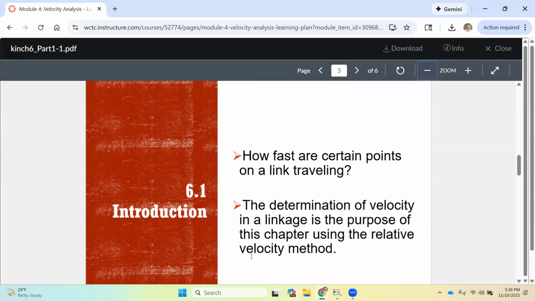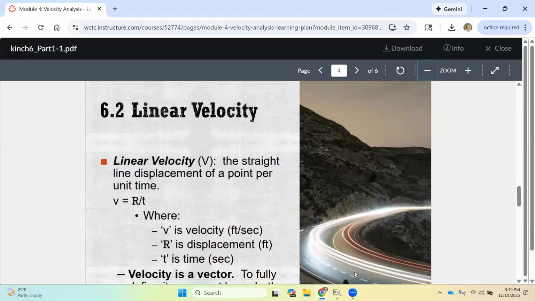And we're going to be using relative velocity when we start stringing together different links to make a mechanism, because then as we move one mechanism and we're two or three links down, the motion is going to be relative to what's going on early on in the motion cycle. So linear velocity should be very familiar to you guys.